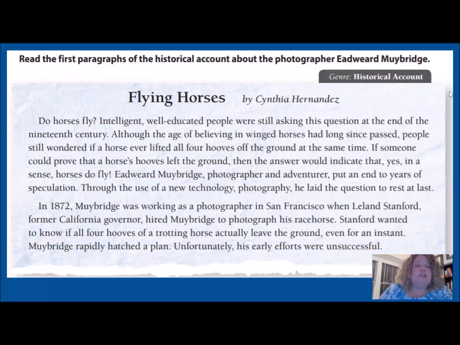In 1872, Muybridge was working as a photographer in San Francisco when Leland Stanford, a former California governor, hired Muybridge to photograph his racehorse. Stanford wanted to know if all four hooves of a trotting horse actually leave the ground, even for an instant. Muybridge rapidly hatched a plan. Unfortunately, his early efforts were unsuccessful.